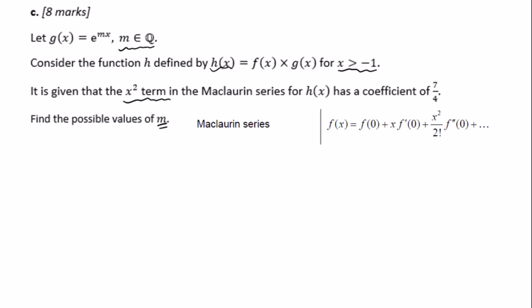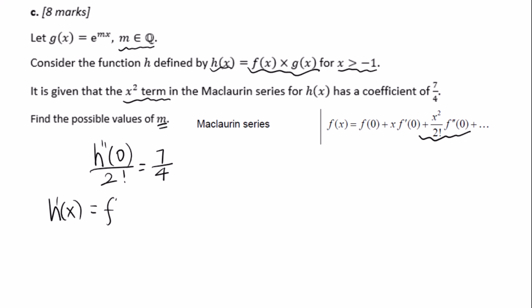Let's go to the Maclaurin series. The coefficient of x squared is h double prime of 0 over 2 factorial equals 7 over 4. We need to figure out h double prime of 0. For h prime of x, use the product rule. We get f prime of x times g of x plus f of x times g prime of x.